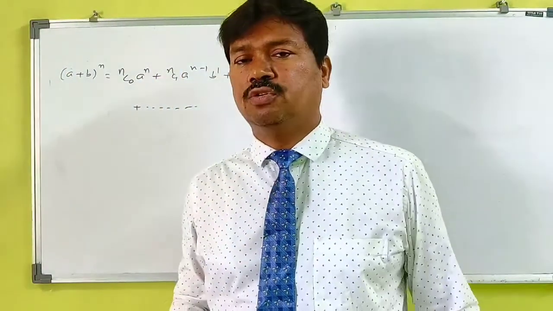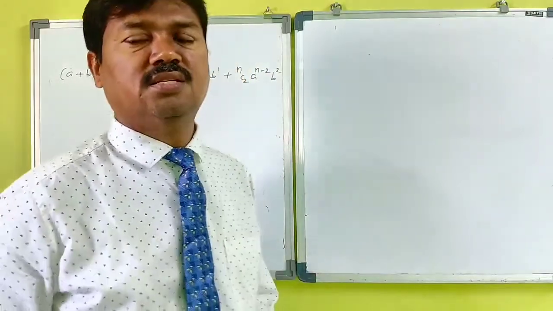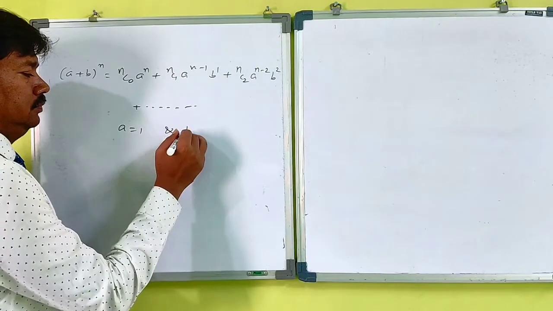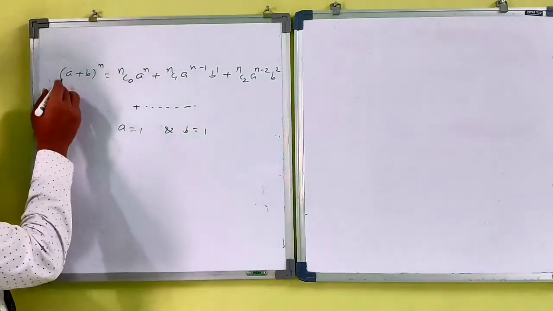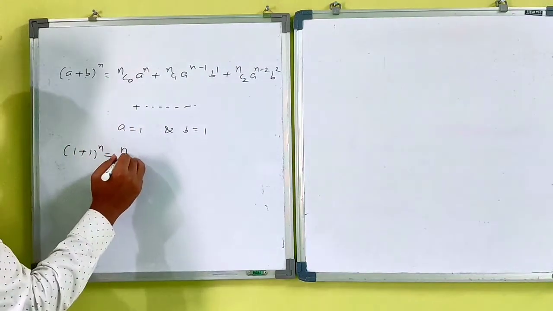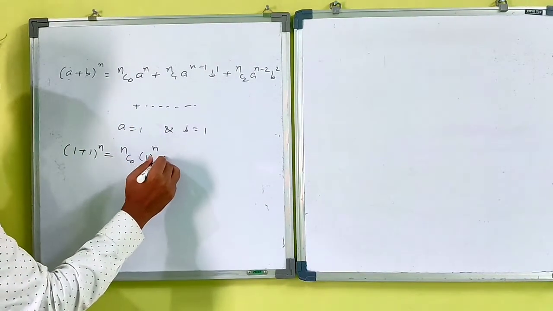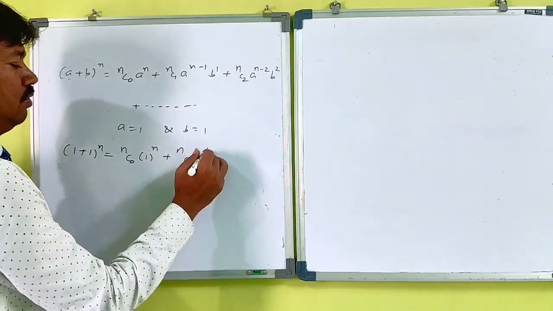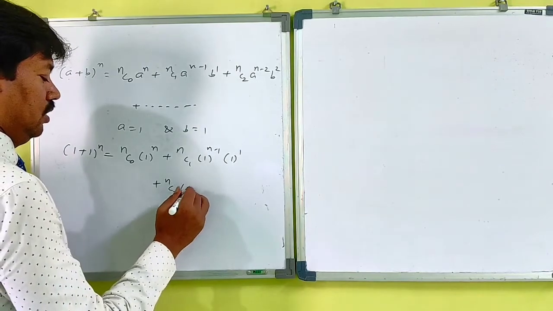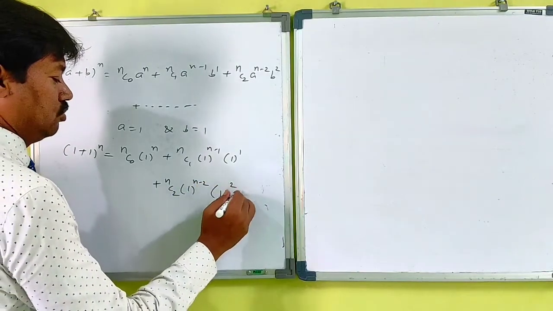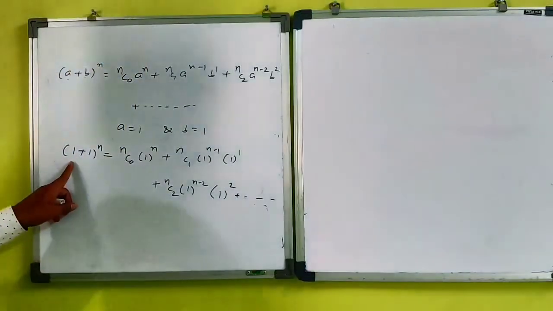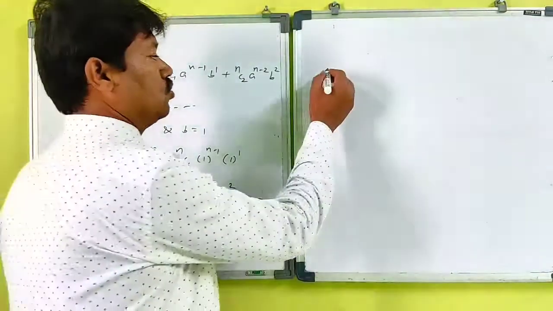Now suppose we substitute a equals 1 and b also equals 1. So what happened to this? This becomes (1 + 1) raised to n. This becomes nC0 1^n, nC1 1^(n-1) 1^1, nC2 1^(n-2) 1^2, and so on. So which is nothing but what? The left hand side becomes 1 + 1, so it is 2 raised to n.